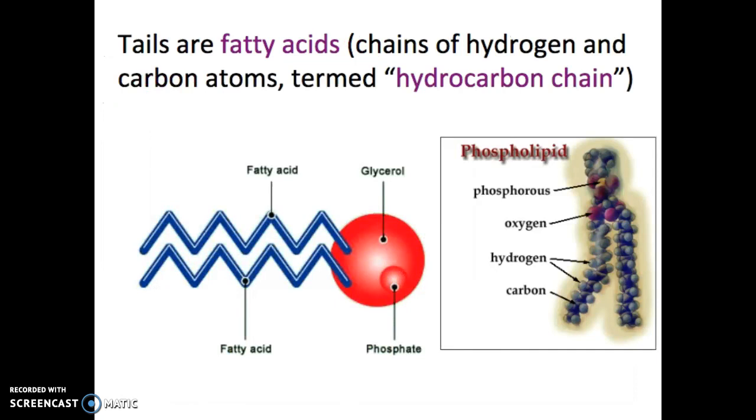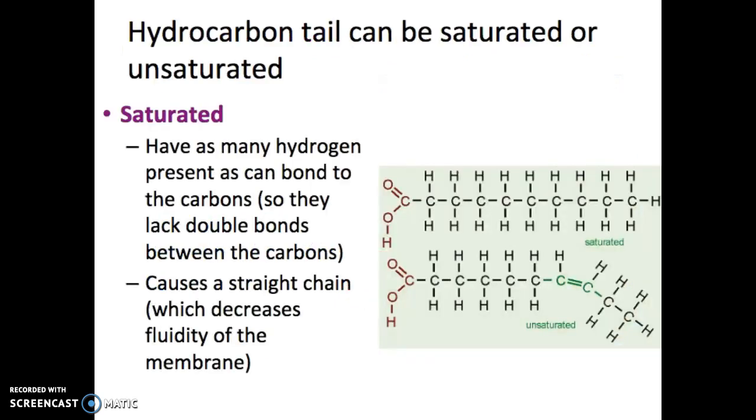Now here are the tails, so they are called fatty acids in general, and a fatty acid is just a chain of hydrocarbons, right? Hydrogens and carbons. So we call this a hydrocarbon chain. There's two of them, and this is a very simplified drawing of it. And interestingly enough, one of the tails is usually going to be saturated and the other is going to be unsaturated. Now, that's not true for all hydrocarbons, but in the case of the phospholipid, it is.